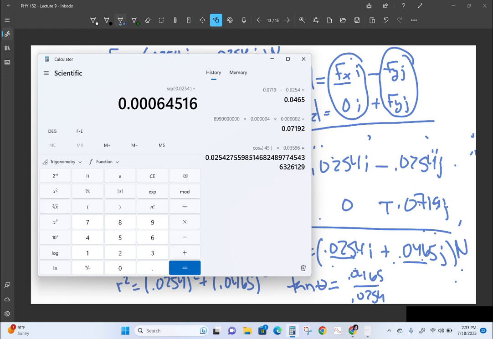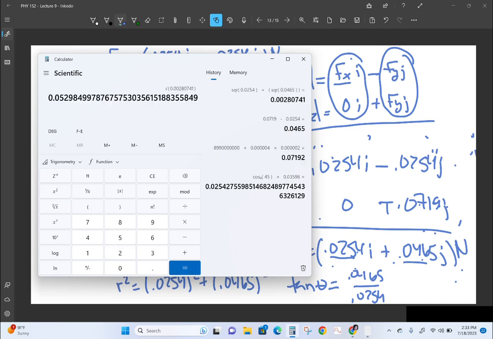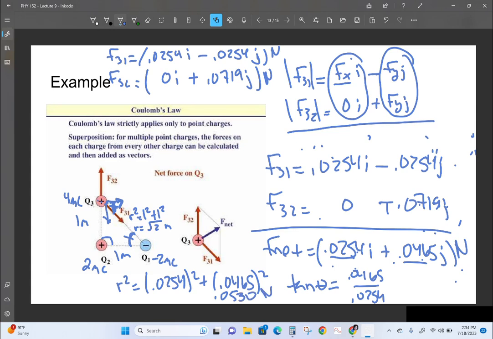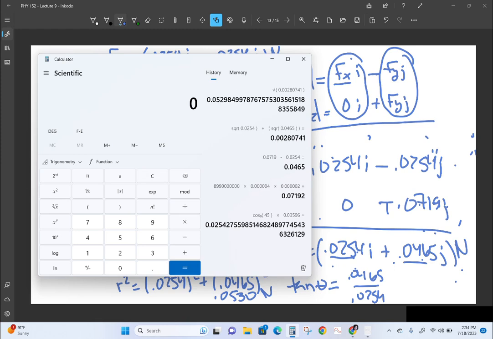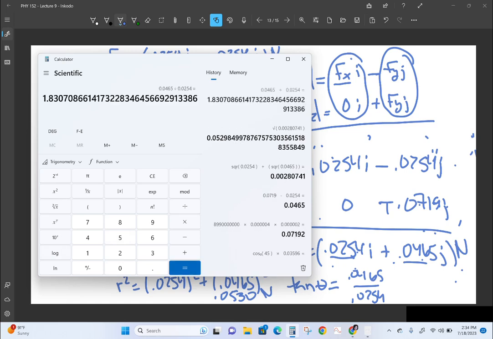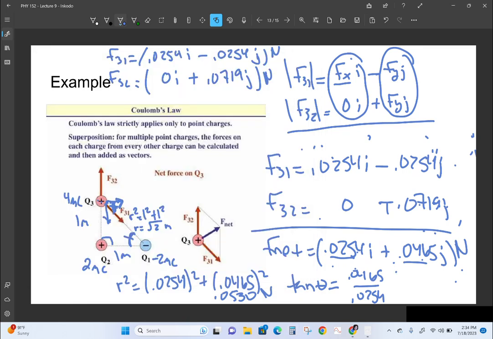0.0254 squared plus the quantity 0.0465 squared, equals, square root, 0.0529 or 0.0530, 0.0530 newtons. And then to find the angle, it's going to be 0.0465 divided by 0.0254 equals, inverse tan, 63.4 degrees. So F net is 0.0530 newtons at a heading of 63.4 degrees.